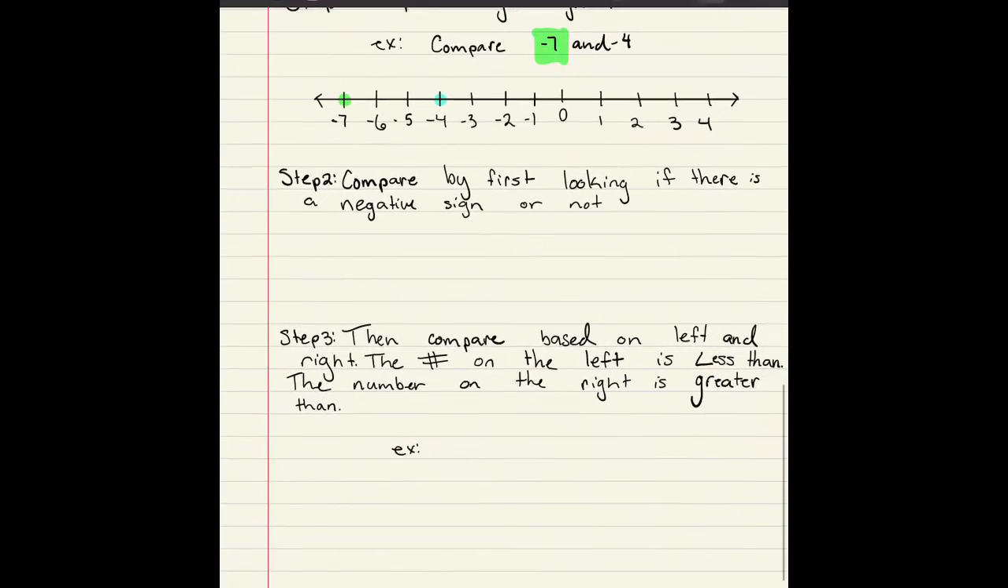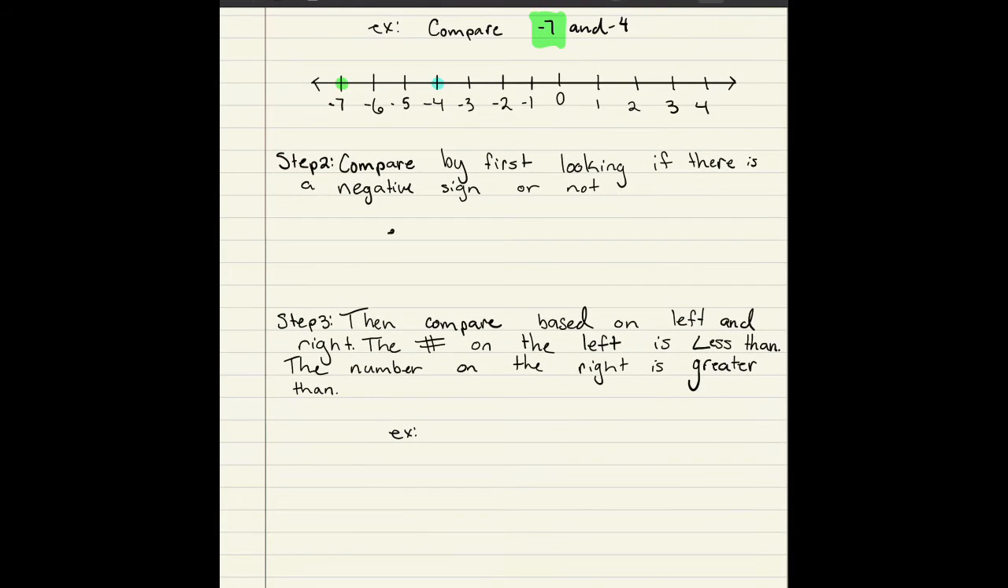Now I need to compare by looking if there's a negative sign or not. I can just look at the numbers themselves. And this is pretty easy, because if you're comparing 7 and -4, you can just automatically look, and if there's one with a negative sign and one without a negative sign, then you know that the one with the negative sign will be less than, and the one without the negative sign would be greater than. But here in this case, we have 2 negative signs, so we need to move on to the next step.